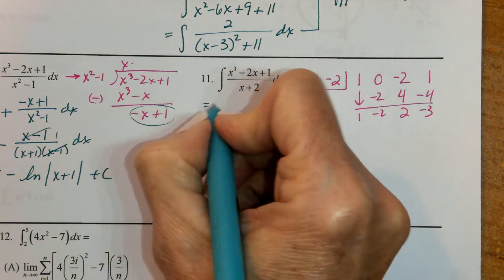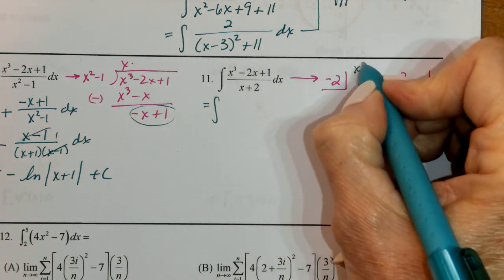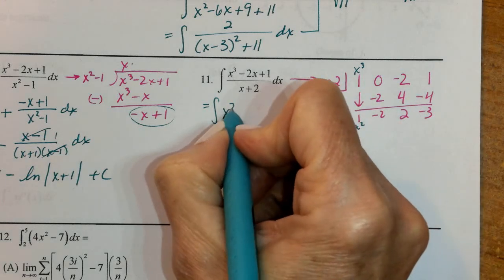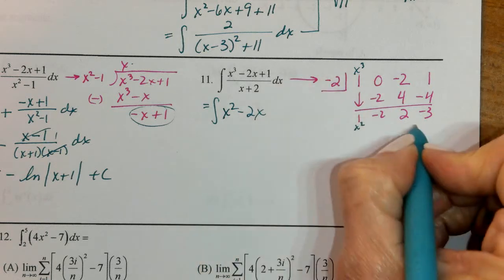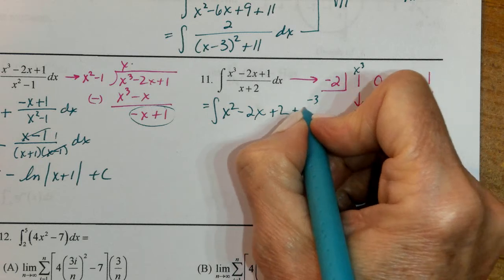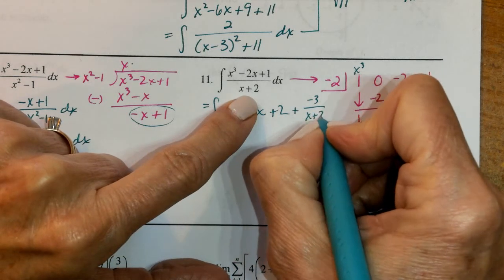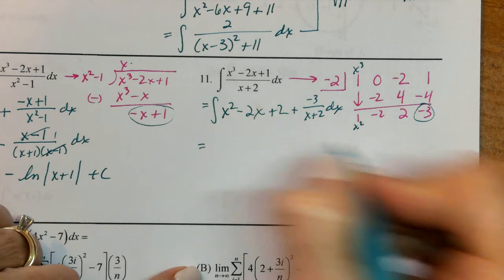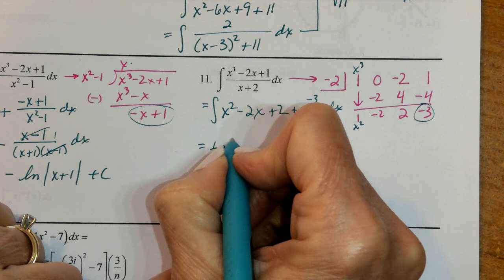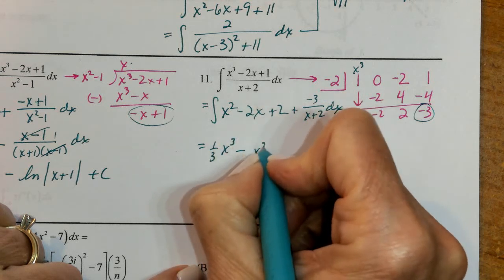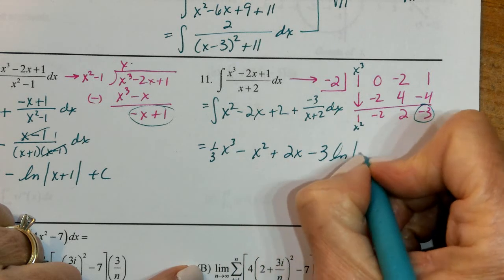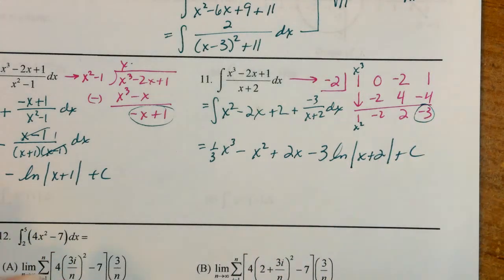So my integral becomes the integral of, this was an x cubed, so this will be an x squared because we're dividing out an x. So x squared minus 2x plus 2, this is my remainder, so plus negative 3 divided by my divisor. The rest of it is just power rule and a little natural log. So 1/3 x cubed minus x squared plus 2x minus 3 natural log absolute value x plus 2 plus c.